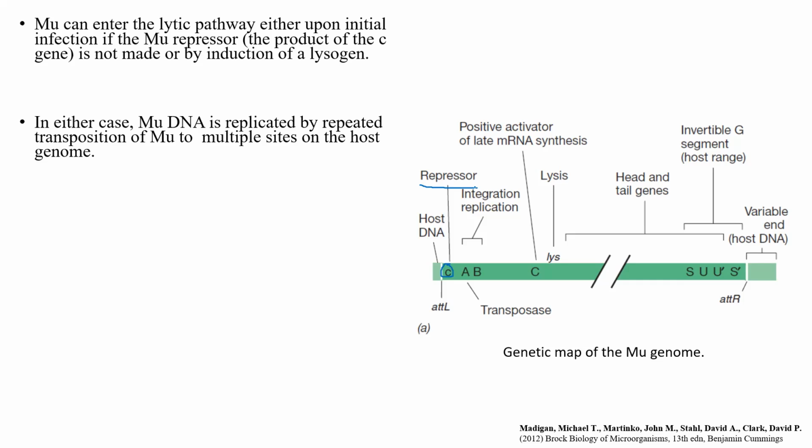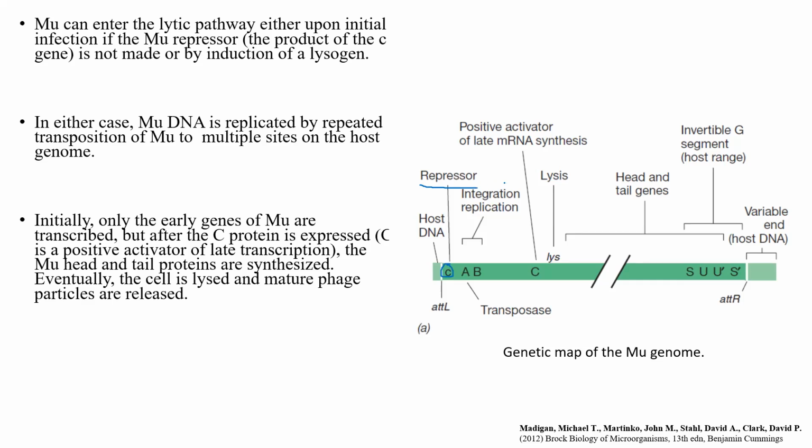In either case, Mu is replicated by repeated transposition of Mu to multiple sites on the host genome. Initially, only the early genes of Mu are transcribed, but after the uppercase C protein is expressed, which is the positive activator of late mRNA synthesis, the Mu head and tail proteins are synthesized. Eventually, the cell is lysed, mature phage particles are released, and this is the lytic cycle.